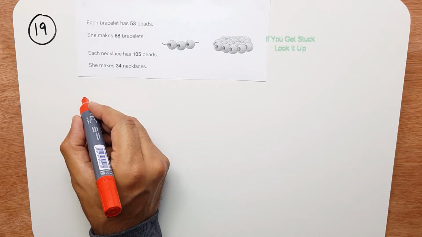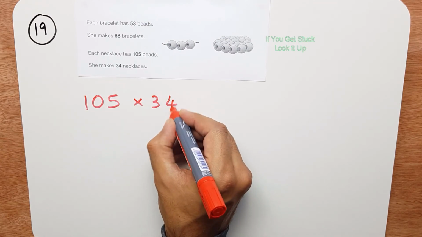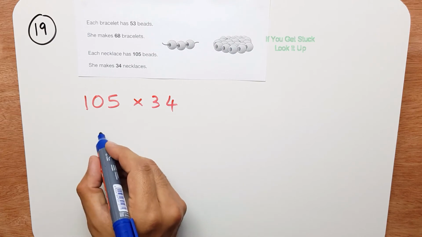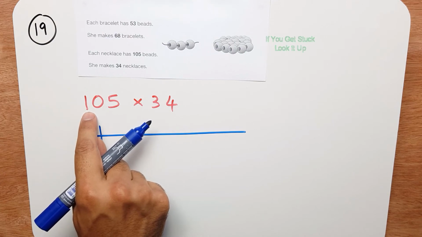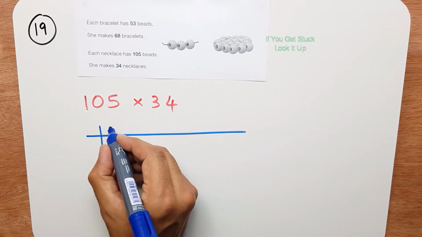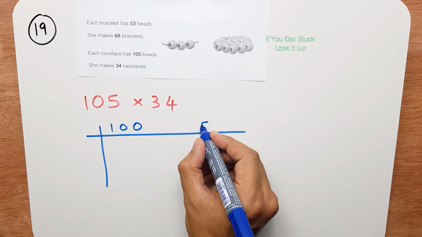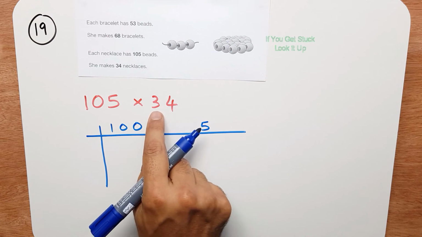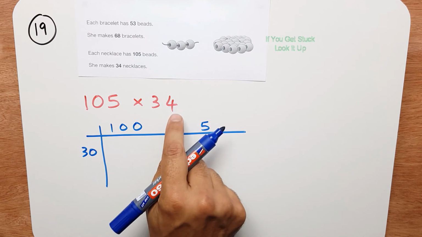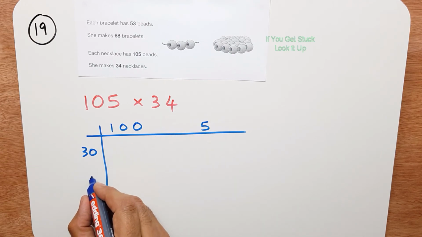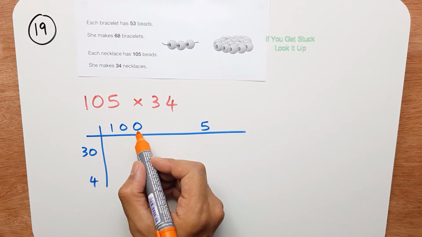Let me just go over this calculation that we had, 105 times 34. I'm going to do this using the grid method. So let me split that up. So you've got 100 and you've got 5. So let me just put that there. 34 I'm going to partition or split up into 3 tens, which is 30, and 4 units or 4 ones, which is 4. Now we have 30 times 100.